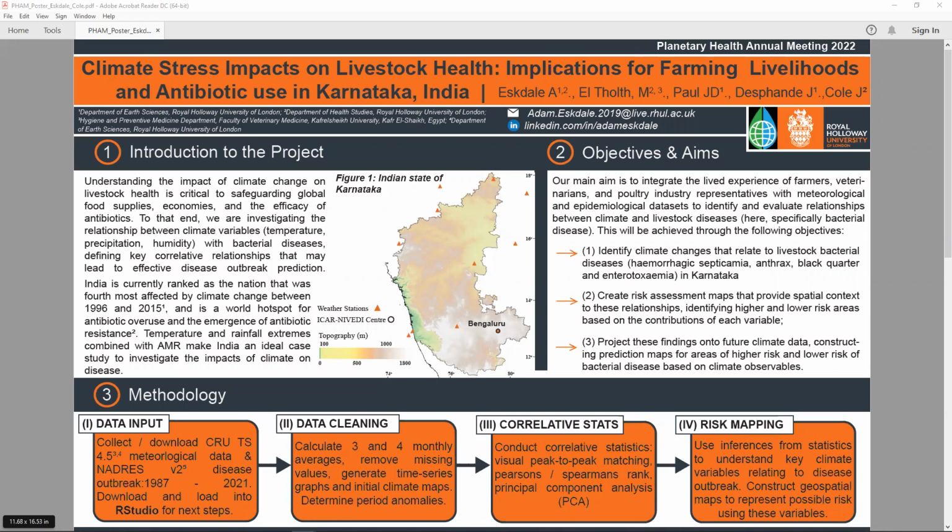So this is a poster presentation titled Climate Stress Impacts on Livestock Health, Implications for Farming Livelihoods and Antibiotic Use in Karnataka, India. This is a representative poster for a publication that we are in the process of getting published with the CABI journal on the same topic, and is by myself and several other authors listed at the top.